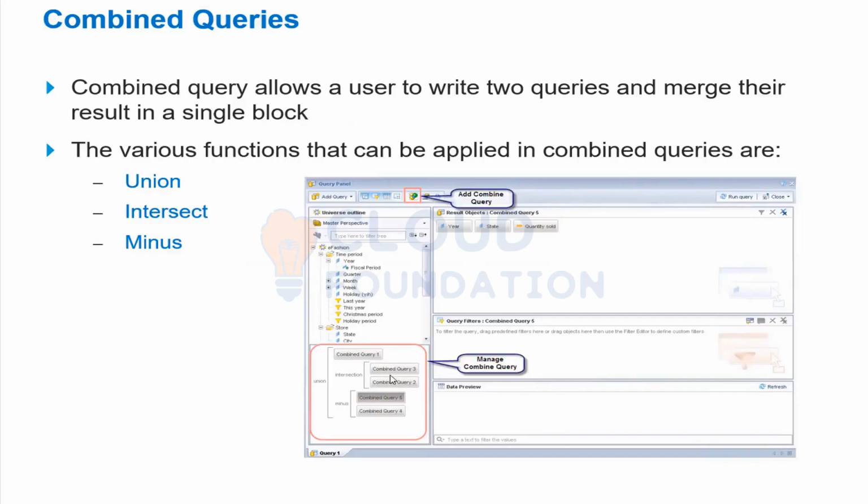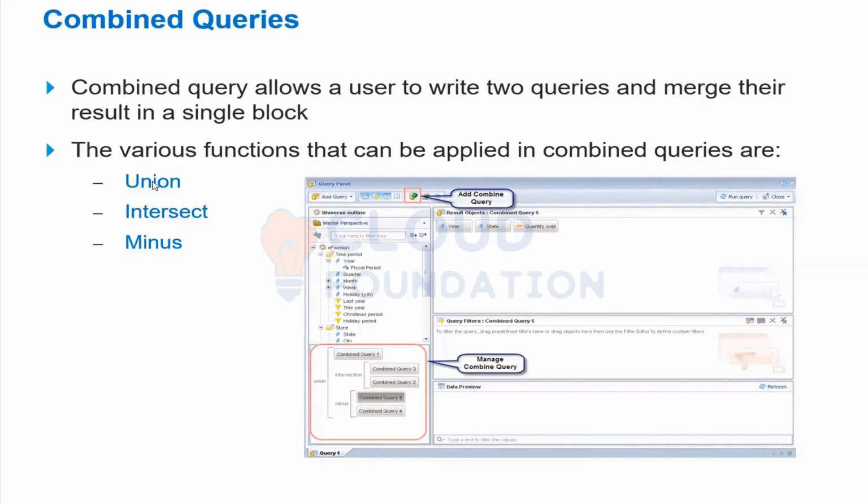We can write query 1 combined with query 2, intersection with query 3, and query 4 minus query 5. This intersection is one output, this minus is one output, and we are making a union of these three outputs. In that way, we can apply combined queries. If the requirement is such that normal filters are not able to perform, then we can go for combined queries. Various functions that can be applied in combined queries are union, intersection, and minus.